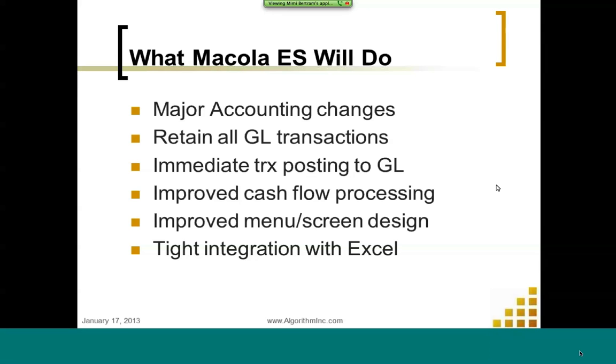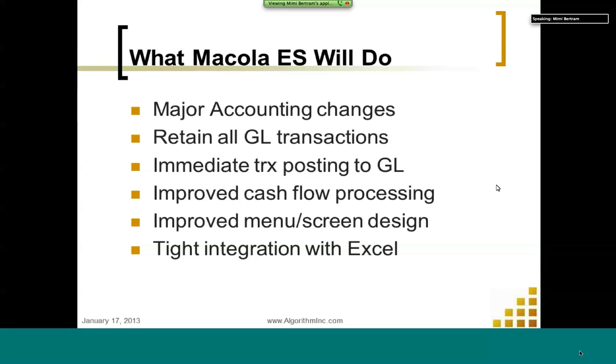Macola ES changes that. So year after year, although you do a year-end closing, it does not get rid of your prior year general ledger financial transactions. They stay there. You get immediate transaction postings to the GL, so no more interfacing from the subsidiary ledgers to the general ledger. Once invoices are posted, once vouchers are posted, those transactions hit the GL immediately.